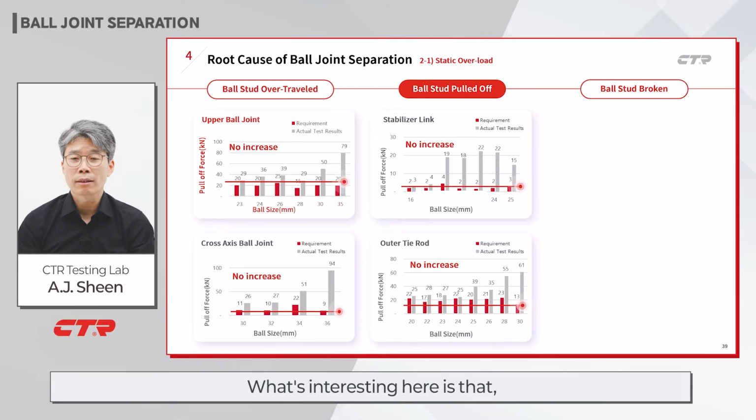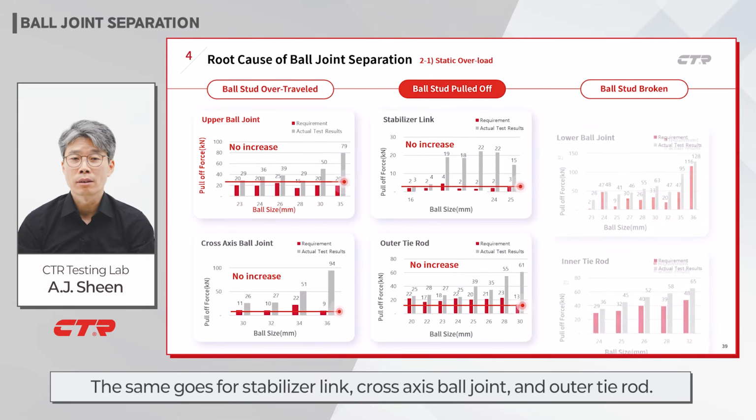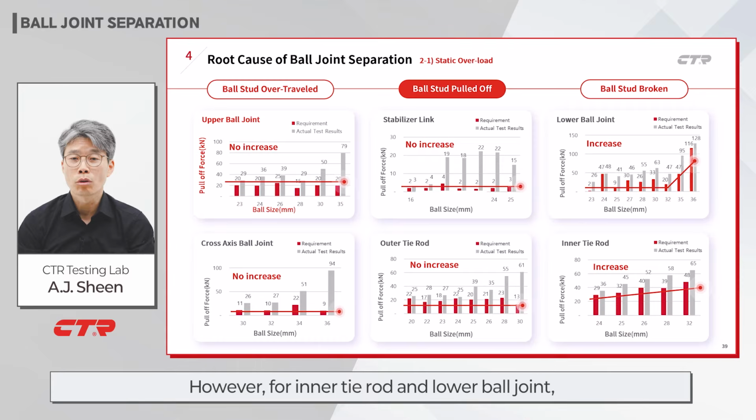What's interesting here is that as the ball size increases, the pull-off requirements do not increase proportionally. In other words, there is no pull-off force increase in the actual car regardless of vehicle type or weight. The same goes for stabilizer link, cross-axis ball joint, and outer tie rod. However, for inner tie rod and lower ball joint, as the vehicle becomes heavier, the stud pull-off load tends to increase proportionally. As a result, it can be predicted that stud pull-off separation due to overload is very unlikely to happen in a real vehicle.